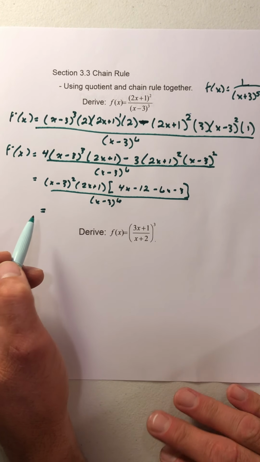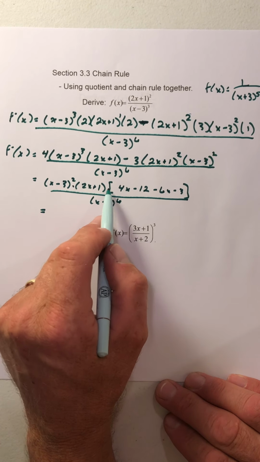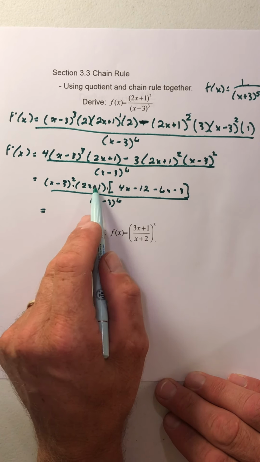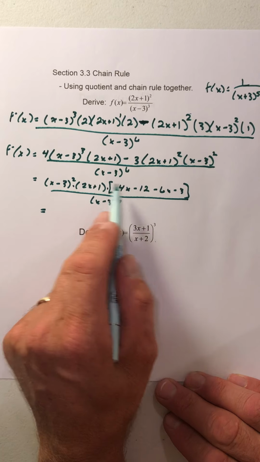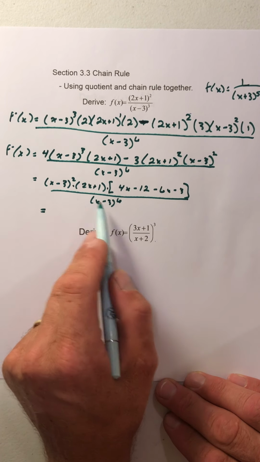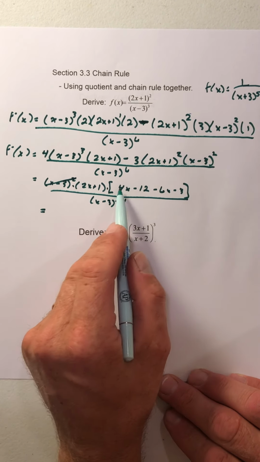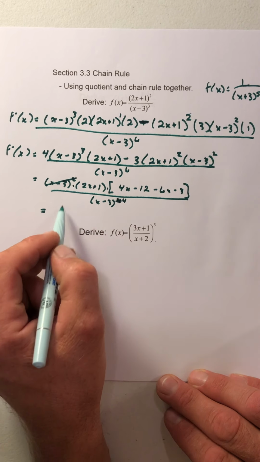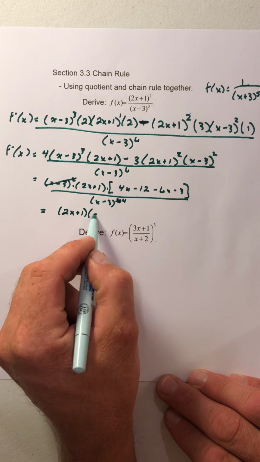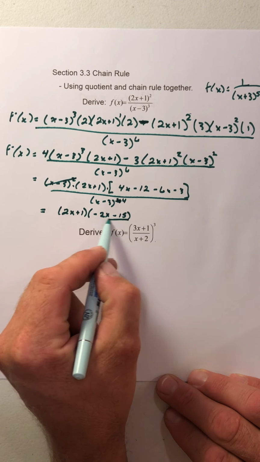Running out of room, so we're going to make this quick. We have x minus 3 squared times 2x plus 1 times this quantity. Since this x minus 3 is being multiplied, it is a factor of the numerator. We should see that we have a common factor in the numerator and denominator. So we can go ahead and cancel those out. We're also going to clean up this bracket. So our final answer, we have 2x plus 1. 4x minus 6x gives us negative 2x. And then minus 15. Oh, I thought I was going to clean it up and be done.